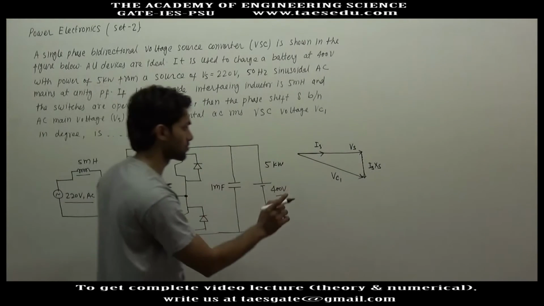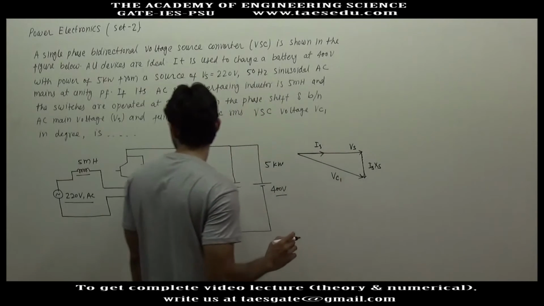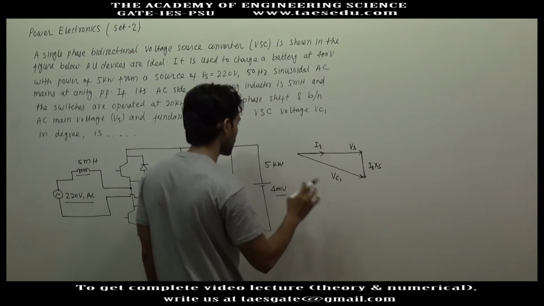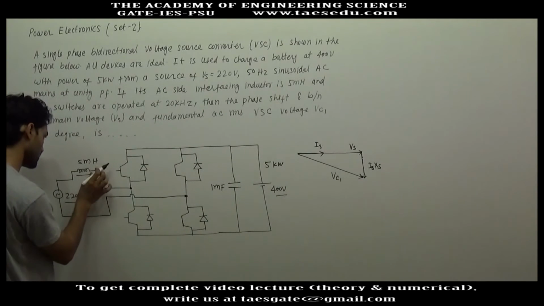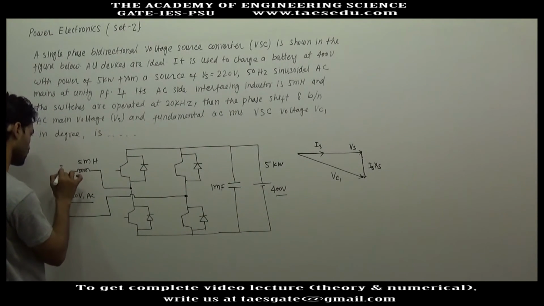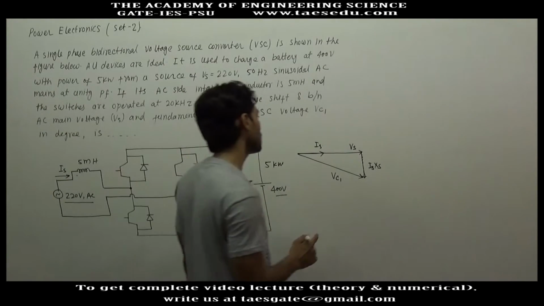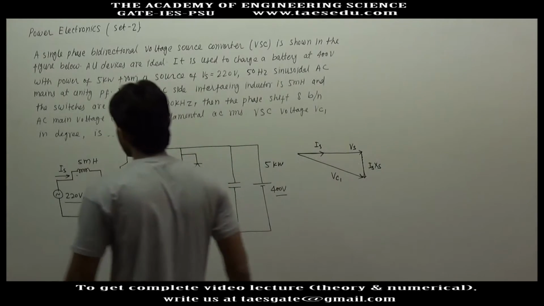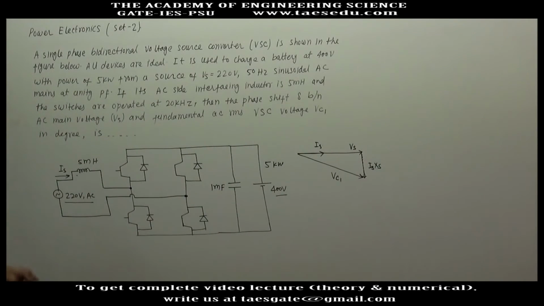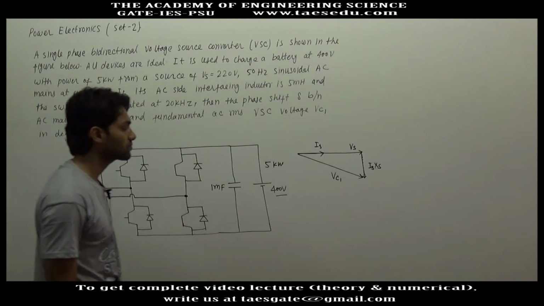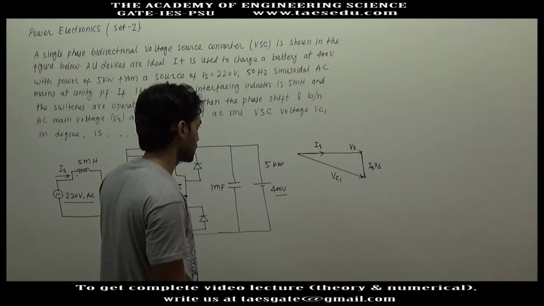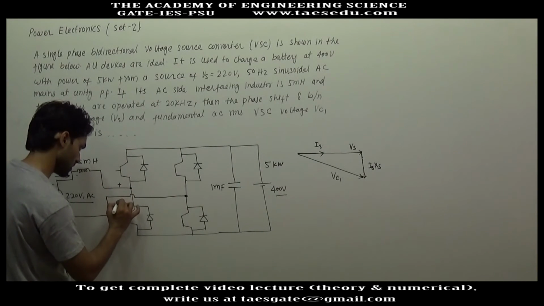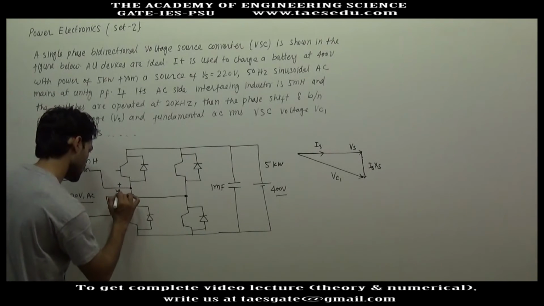This phasor diagram is also given in the question. This is Vs, the AC source voltage. Is is this current, and in the question the phasors of Vs and Is are in the same direction. It means this source is providing power at unity power factor. And Vc1 is this voltage. This is not given in the question, but I hope this voltage is Vc1.